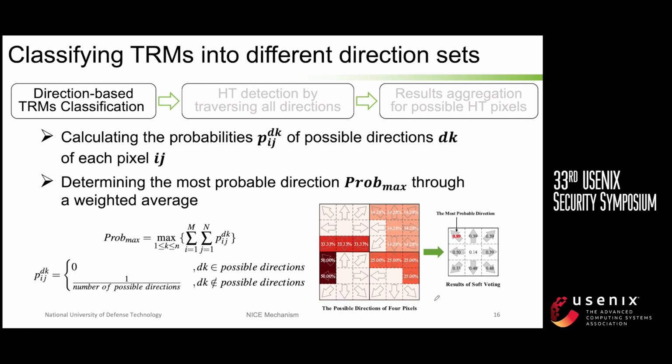So the dithering directions for the entire TRM are determined by analyzing the convergence of all pixels at the same sampling time. It is well known that image dithering affects all pixels equally. So by analyzing the data statistically, we can pinpoint the most likely dithering direction. So here we use the soft voting method to determine the most probable dithering direction for each TRM, and then group TRMs in the same direction into our dataset.